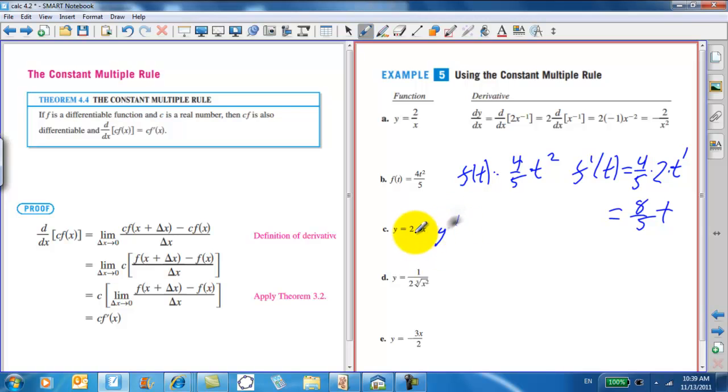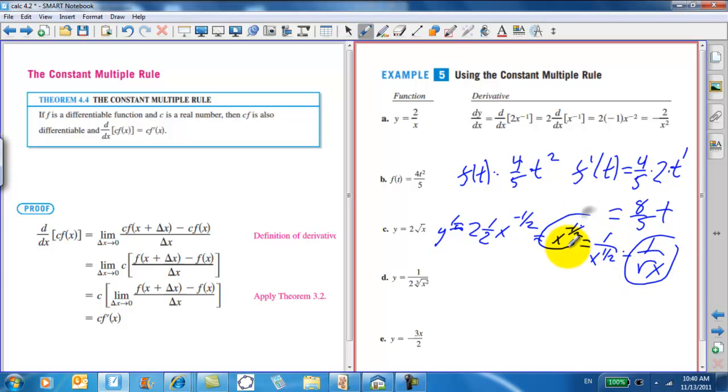Here for y prime, 2 will just come along for the ride. And we bring the half down in front, x to the negative 1/2 power. So it just becomes x to the negative 1/2, or 1 over x to the half, or 1 over the square root of x. I take that or that.